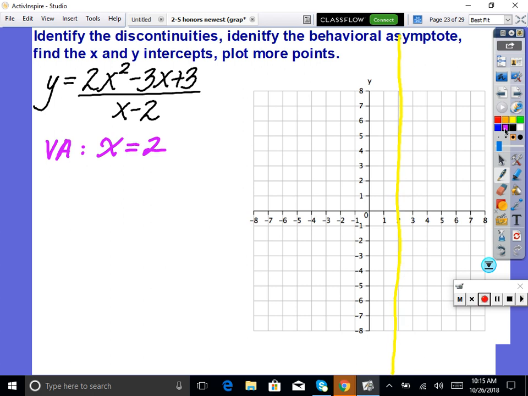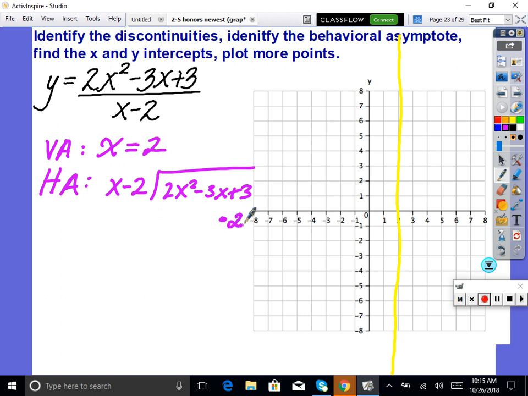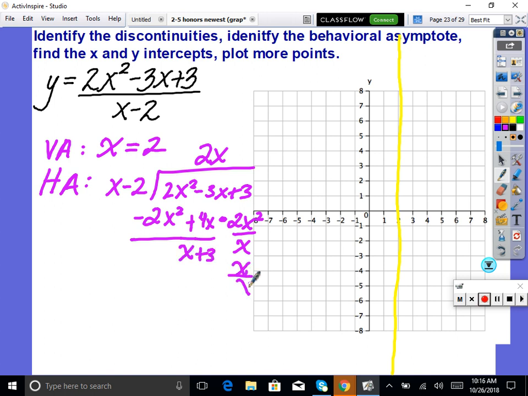Then when we look at our horizontal asymptote, notice the top is larger than the bottom, giving me an oblique asymptote. So I'm going to use long division. x minus 2 into 2x squared minus 3x plus 3. This is pretty quick because we only have a couple steps. 2x squared divided by x is 2x. Multiply it back down, we get 2x squared minus 4x. Change the sign, add straight down, we get x plus 3, and then when we divide x and x, we get a 1, right?